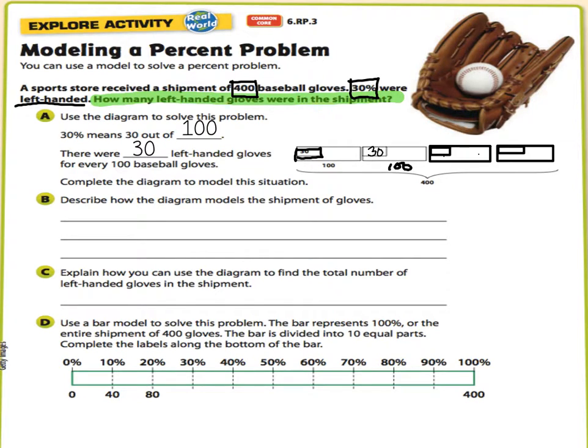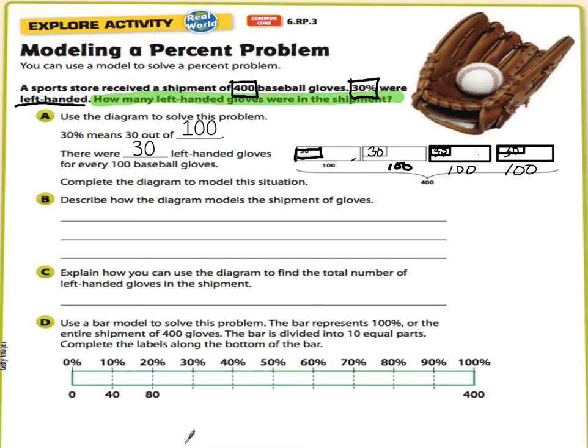So I have 2 more groups of 100. In that group of 100, there's 30 left-handed, and in this group of 100, there are 30 left-handed gloves. In our diagram, we can see that in each large group, 30 of them are left-handed, and those are demonstrated by the small box inside the larger box.